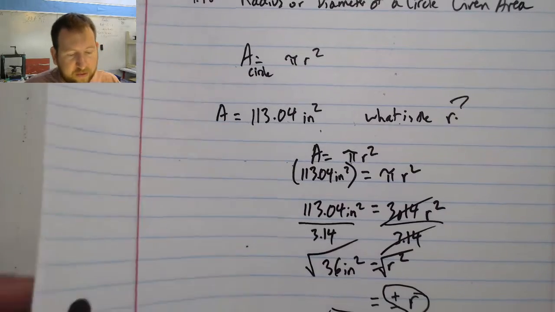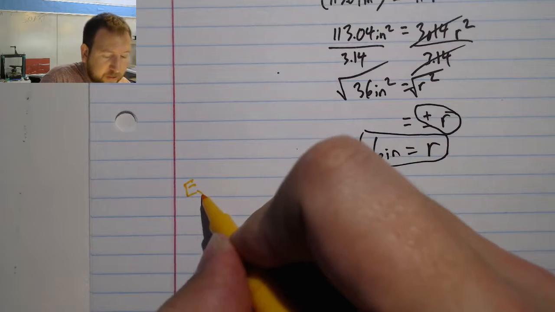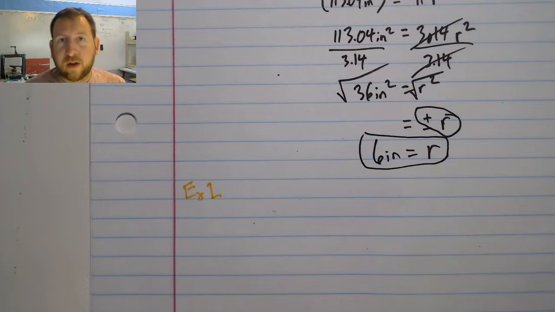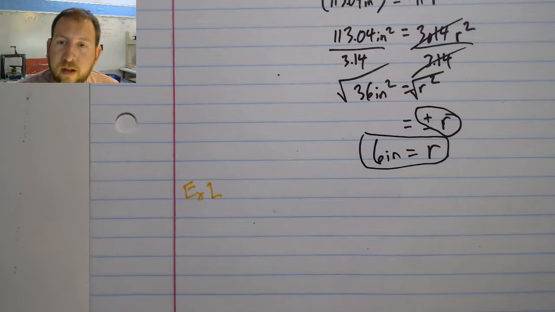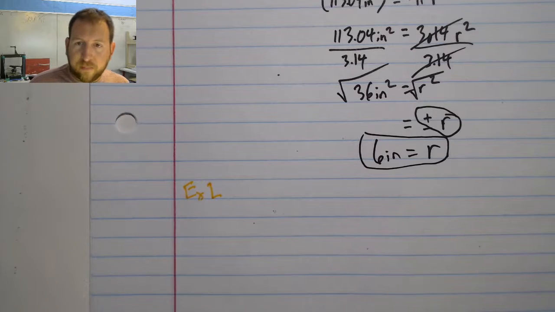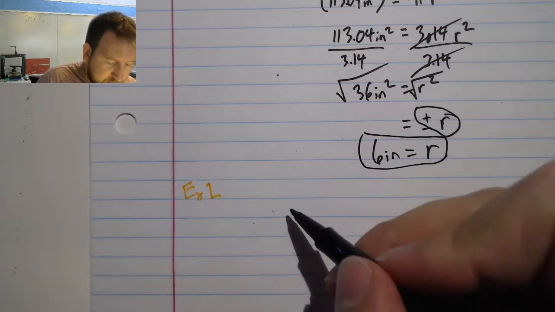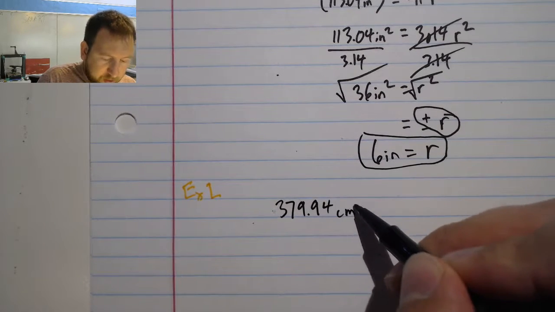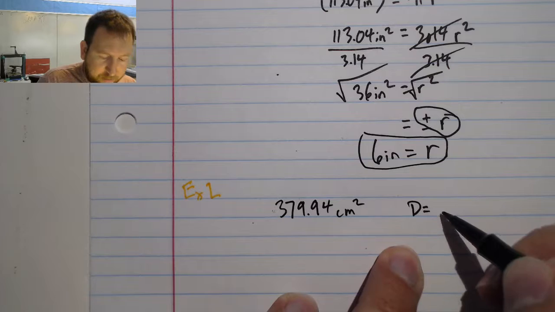If you feel like you understand it from here, go ahead and go on, but I'm going to do another one. And this time I'm going to be using my other idea where I'm going to be solving for the diameter afterwards when I'm done. So let's take a look at first an equation. This time we're starting with a circle that has 379.94 centimeters squared. And what I'm looking for this time is I'm going to be finding the diameter.